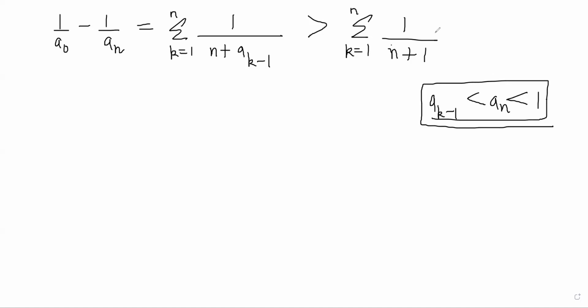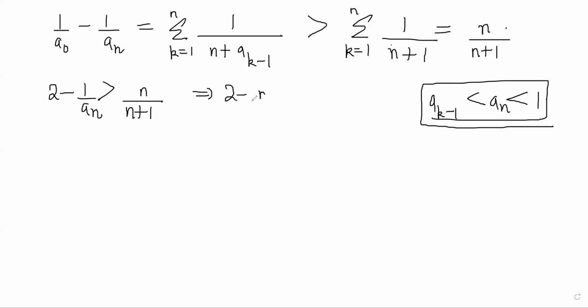So now think about this summation. This summation is clearly, there is no k here. So this is simply n by n plus 1. There are n terms here and you keep repeating the same constant. So we have 2 minus 1 by an, because a naught is half, is greater than n by n plus 1. So 2 minus n by n plus 1 is greater than 1 by an.